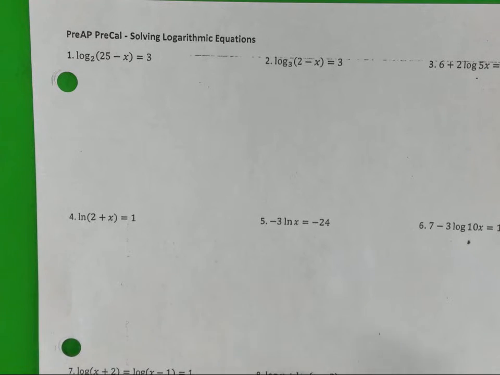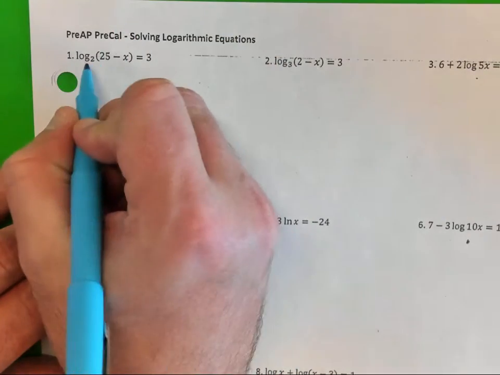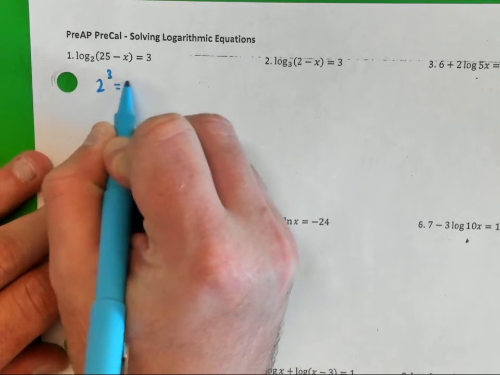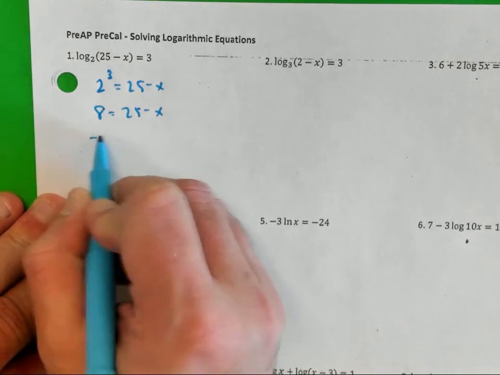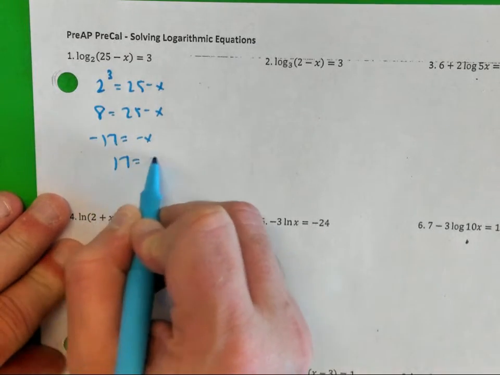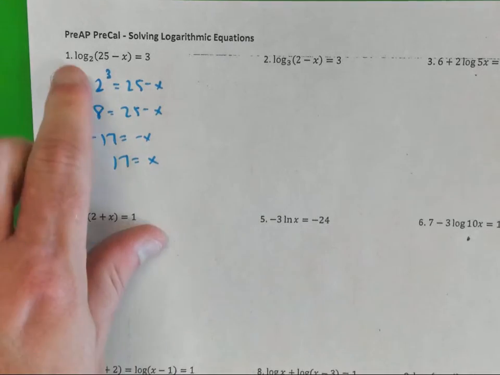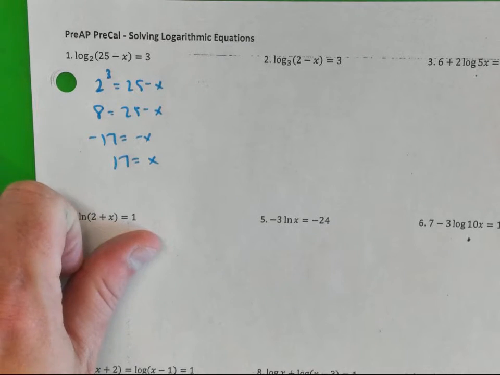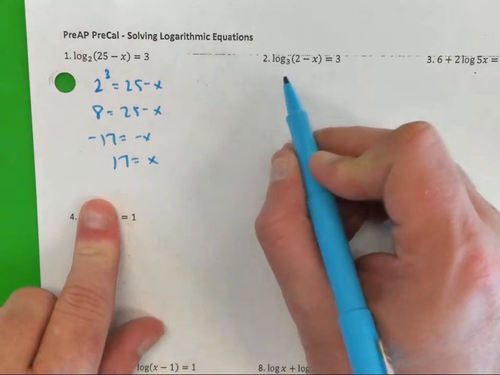Okay. Tomorrow we're doing logarithmic equations. If it's in logarithmic, what do you think you're going to do to solve it? Put it in what? Exponential. So watch this. 2 raised to what? What's 2 cubed? That's your answer. So if it's in logarithmic, you're going to put it exponential. 2 cubed equals that. And I get 17.